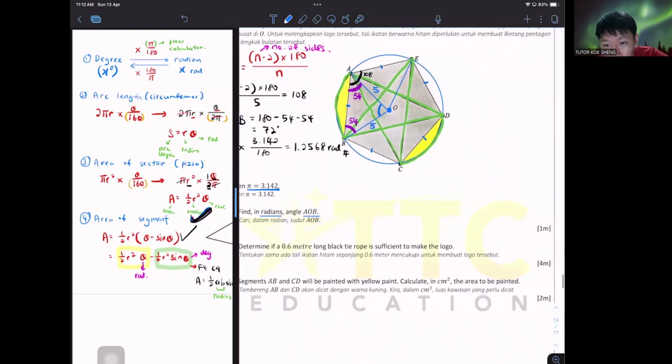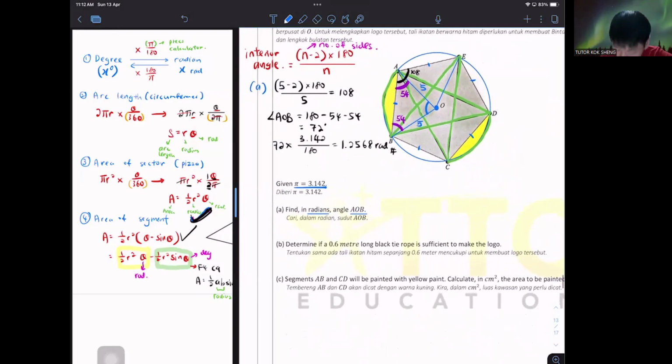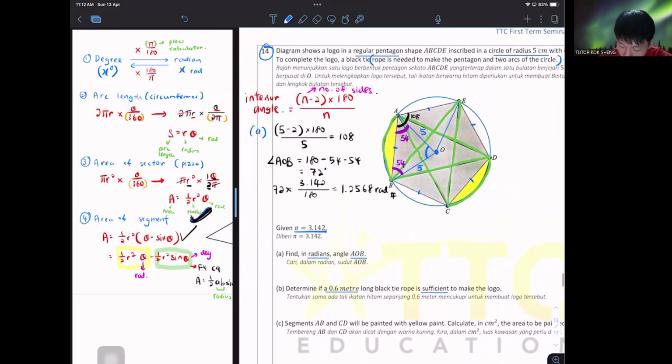B, how many marks? Oh, four. Okay, B. Determine if a 0.6 meter black rope is sufficient to make the logo. So this one is referring to the green color just now. This length is this part here. So you have to find all the green color line here. They draw five straight lines and also two arcs. You have to add all this. See if 0.6 meter is enough or not. Is it more than 0.6 meter or less than 0.6 meter?